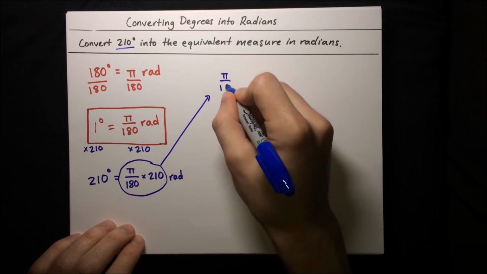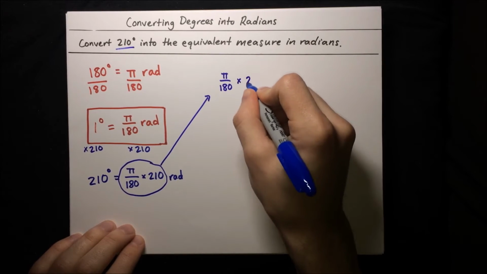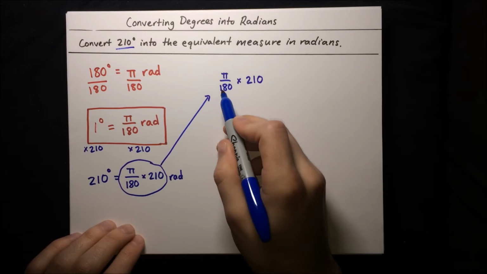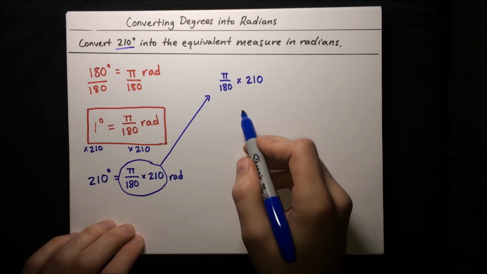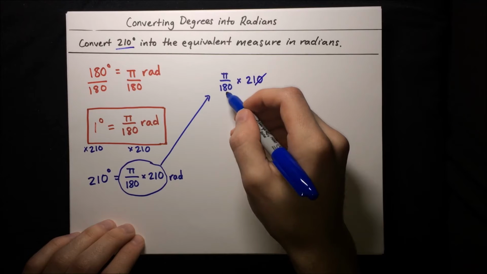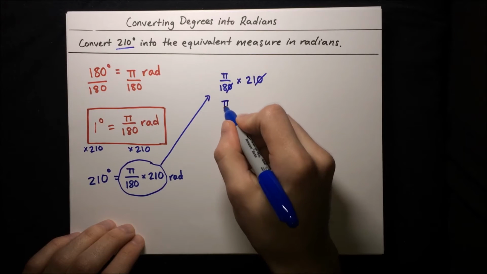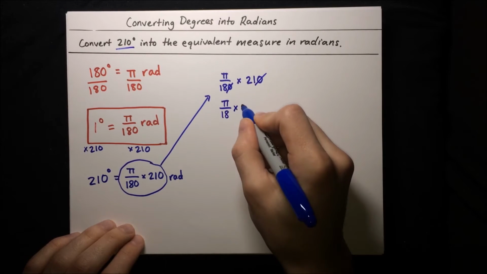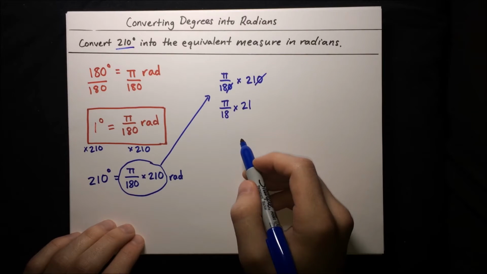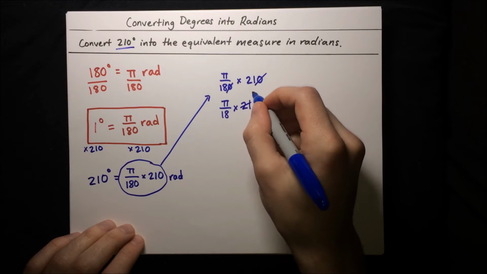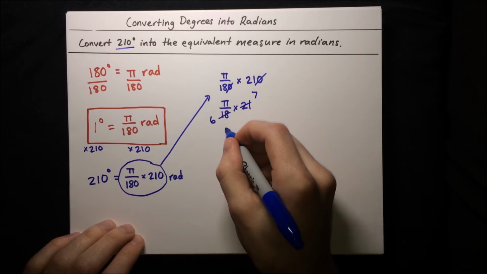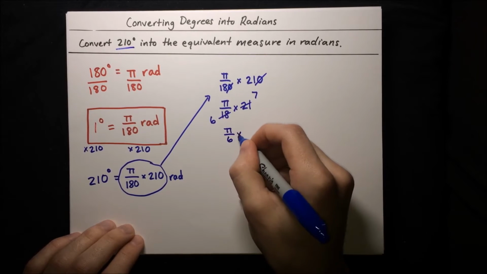Pi over 180 times 210. One thing that jumps out at us is 210 and 180, these both end in 0. So we can think about dividing by 10 here and here. Those zeros will cancel out. And then we've just got pi over 18 times 21. That's a lot easier to think about. These are both divisible by 3. 21 divided by 3 is just 7, and 18 divided by 3 is just 6. So we've got pi over 6 times 7.